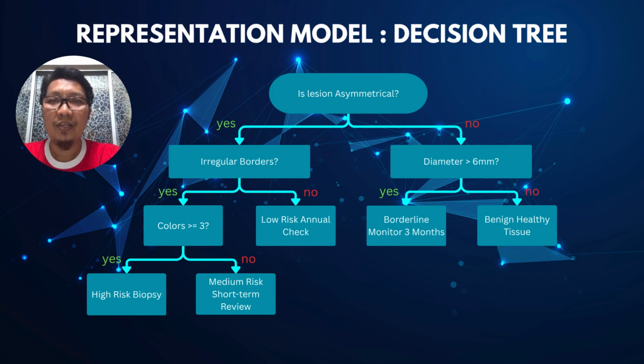Right branch, if asymmetry is no: for symmetric lesions, the system evaluates the absolute physical size in diameter. If the diameter is greater than 6 mm, it is labeled borderline and needs to be monitored via digital dermoscopy in 3 months. If the diameter is less than or equal to 6 mm, the leaf outcome is classified as benign or healthy tissue.